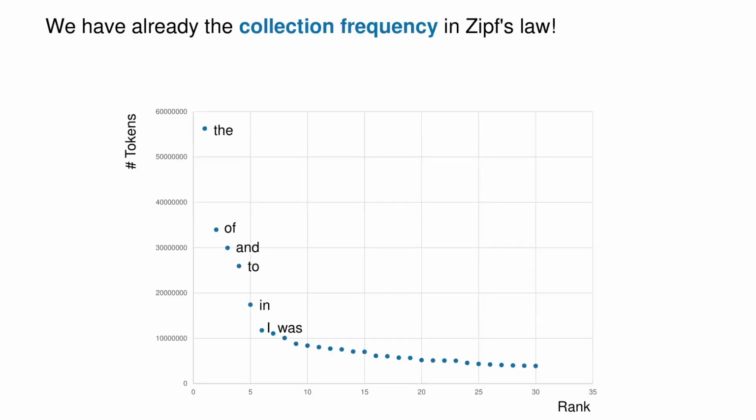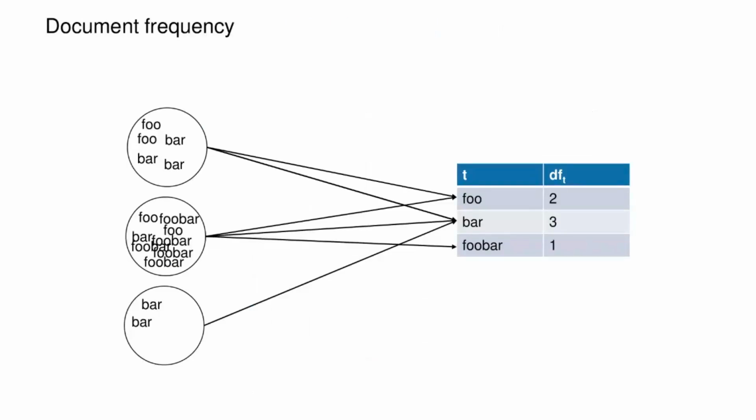Okay, very good. What could we use then? Not the collection frequency for the weights. What other frequency do we have? Anybody on Zoom? Yes. The document frequency, exactly. We are going to use the document frequency. That is the way to go.